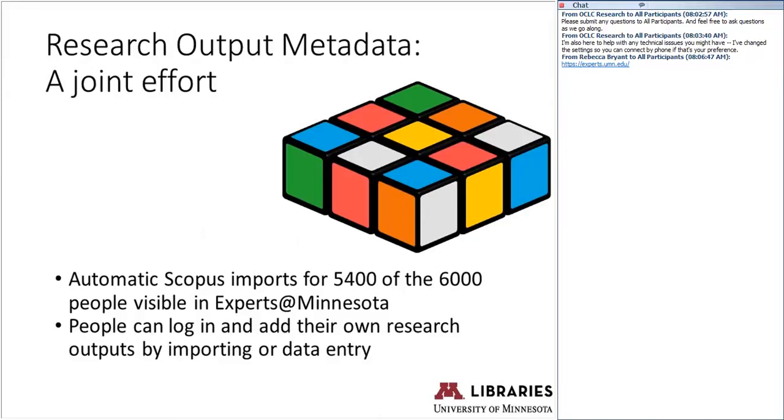Now, the metadata, the research output data, is a joint effort. Part of it is, as I mentioned, part of the Pure product. We do get those automatic Scopus imports for 5,400 of the 6,000 people that we have visible. And then people can log in and add their own, either by importing from another source or through just data entry. Now, why do we not do the automatic import for all 6,000 of those people?